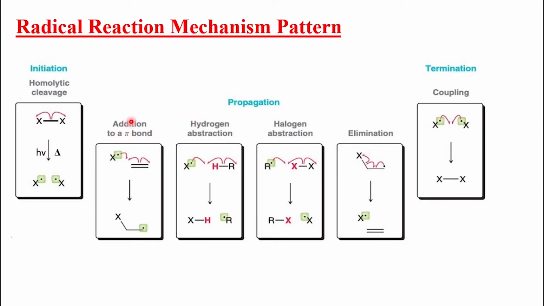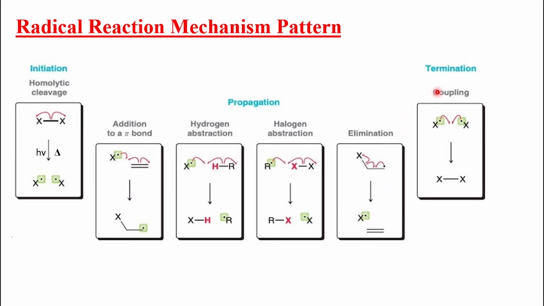In propagation, first part is addition to a pi bond. In this, X radical combines with pi bond to form a new radical by destroying the double bond. In hydrogen abstraction, a radical, this is X radical, abstracts the hydrogen atom with formation of a new radical. In halogen abstraction, an R radical can abstract only a halogen atom to form a new radical. In elimination process, a weak bond is cleaved homolytically to form a new double bond and a new radical compound.